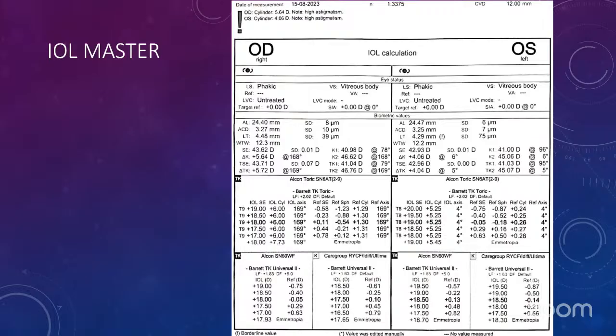You can see below the toric calculation: 18 diopters plus 7.73 cylinder at 169. So it is not six diopters. Six diopters is what is readily available from most manufacturers, but above six diopters we have to get it customized. So we used an IOL of 8 diopter cylinder in this case, and that's why we customized. For the left eye, because it is less than six diopters, it was available in the routine IOLs.